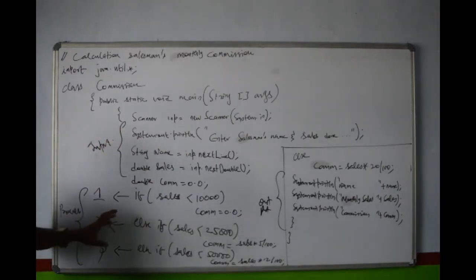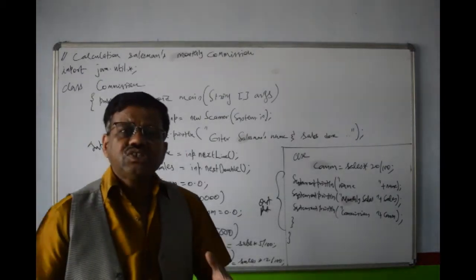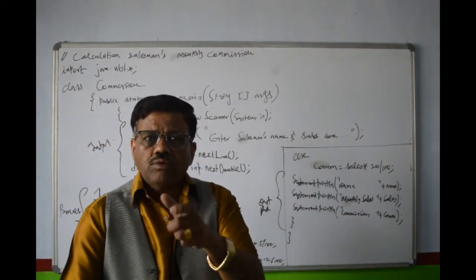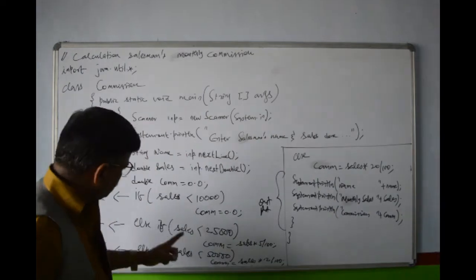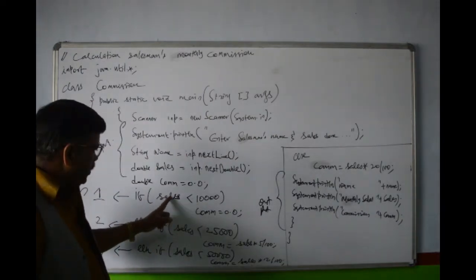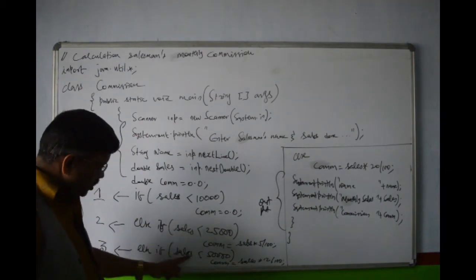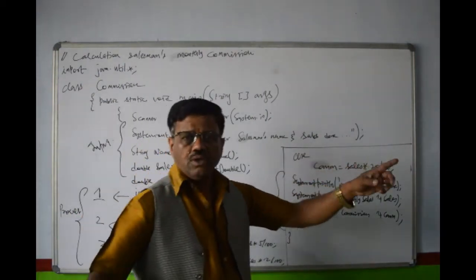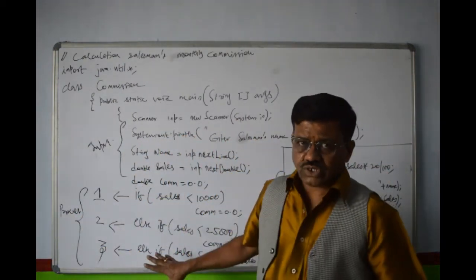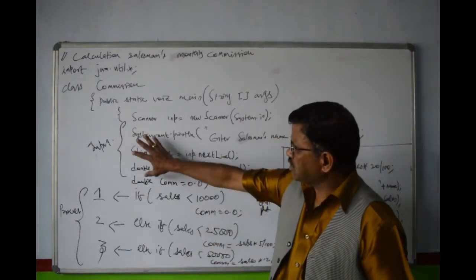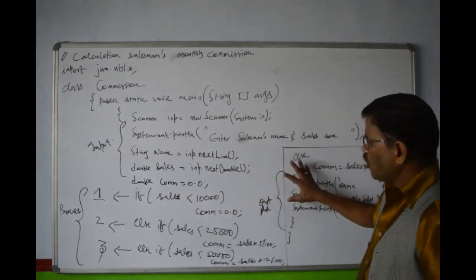This portion is all about the decision making. Which slot? What is the sales you are given? Based on the sales, it decides. If it is true, it will do this. If it is not true, it will do the next one. There are four conditions. That's the decision making. So this is input, this is process, and this is your output.